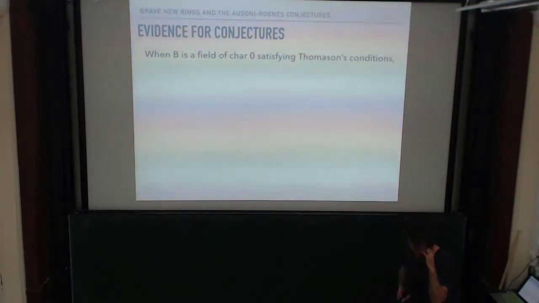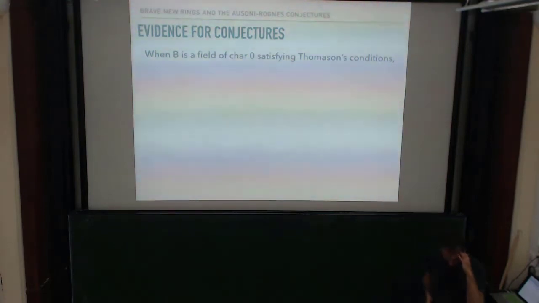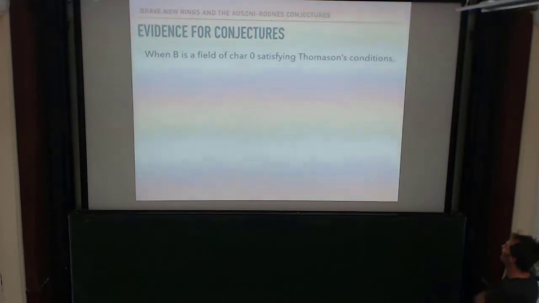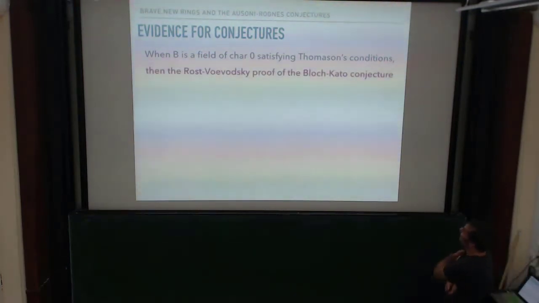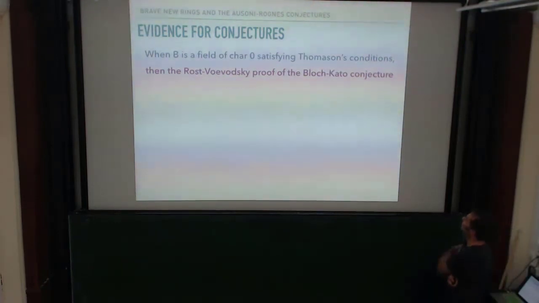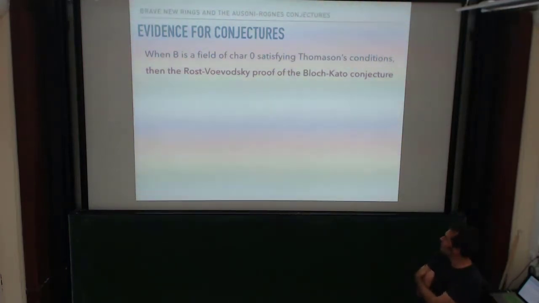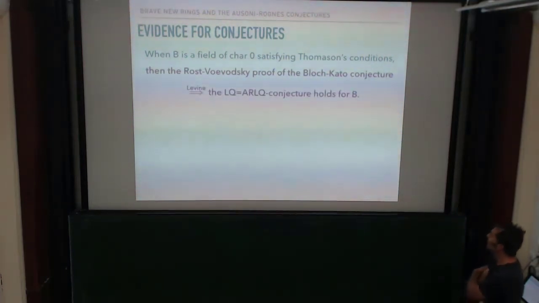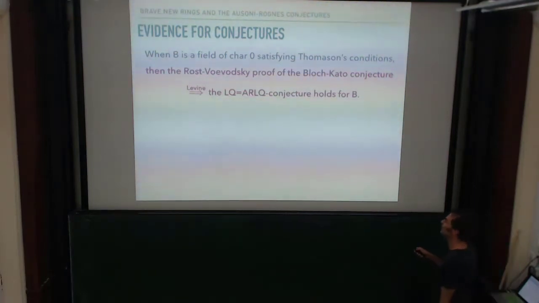You should note that that's not a lot of evidence for the higher conjecture. This is a very restricted, very nice case. So for the Quillen-Lichtenbaum type conjecture, if I have a field of characteristic 0, again satisfying Thomason's conditions, then the Rosenvovodsky proof of the Bloch-Kato conjecture, as explained by Levine, actually implies this Quillen-Lichtenbaum, which is the same as the Ausoni and Rognes Quillen-Lichtenbaum conjecture for B.